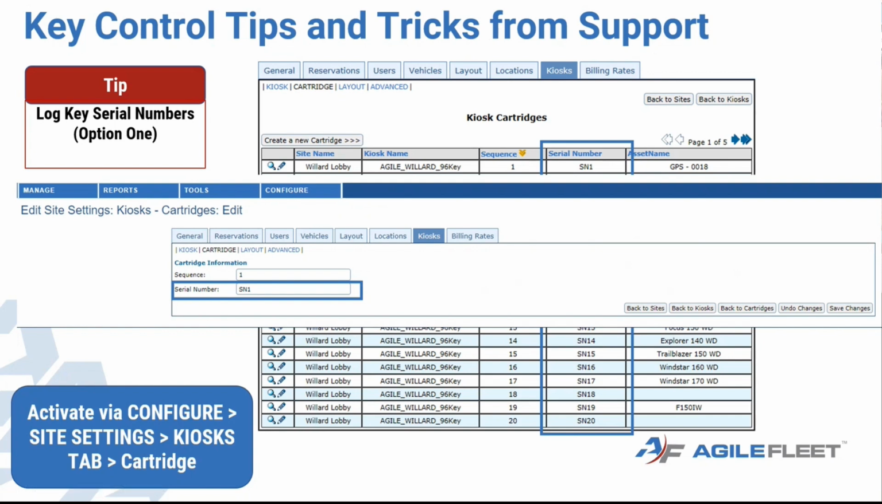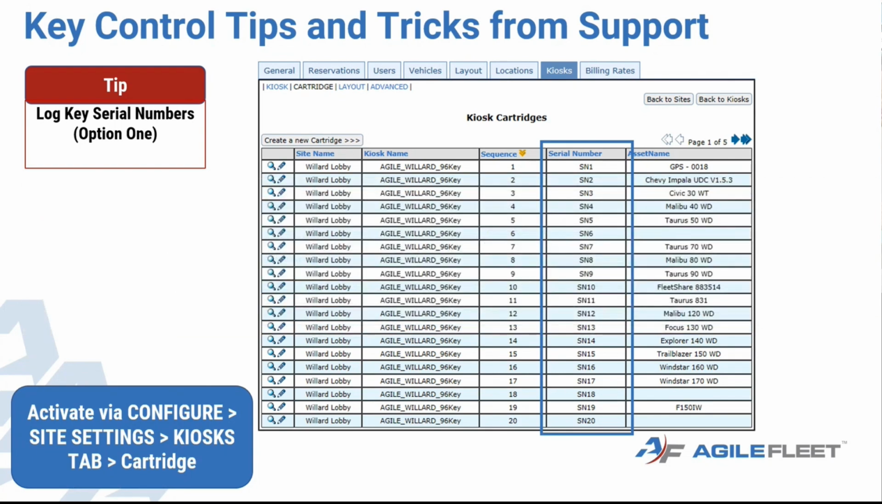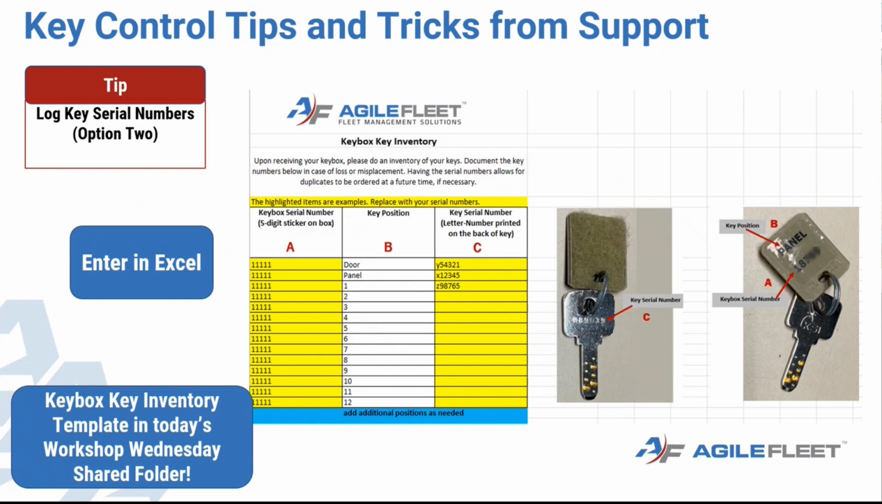Well, we encourage you to go in and change that number to reflect the actual one that's imprinted on that key. In doing so, you can have a record within FleetCommander of those serial numbers, so that if you happen to lose both of them, you can simply log into the system, look up that information, and you'll have it on hand. Another way of doing that would be to enter it in Excel. Our implementation team does send out, as part of the key control system, this Excel file, this template, and I'm going to make that available within the share folder with today's presentation. So you can log it one of two ways. Important thing, make sure to log it.